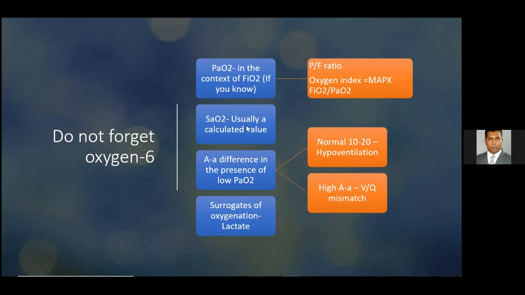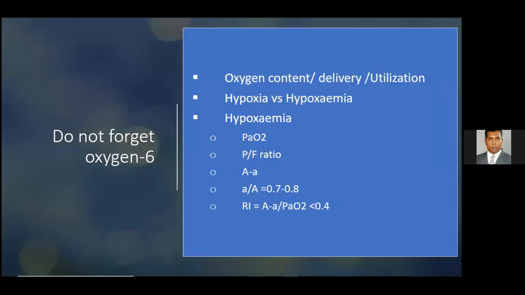Then you might have a saturation, and this is usually a calculated value in most machines, with some exceptions. So this will really depend on the PaO2. And then you have what we call the AA difference and AA ratios, and we will come to that in the next slide. And also you can have surrogates of oxygenation like lactate.